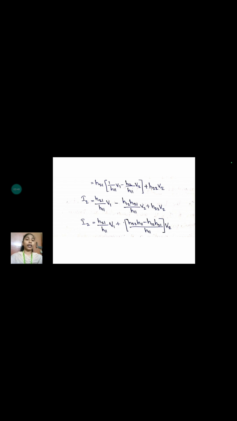I2 is equal to h21 into (1 by h11 V1 minus h12 by h11 V2) plus h22 V2. I2 is equal to h21 by h11 into V1 minus h12 h21 by h11 V2 plus h22 V2. I2 is equal to h21 by h11 into V1 plus (h22 h11 minus h12 h21) by h11 in whole bracket, V2.